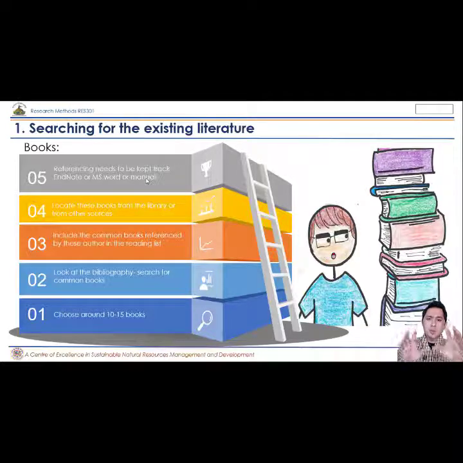So choose 10 to 15 books, go to the library, go to the bibliography, and compare the references of the bibliographies of these common books. Then again try to find more common books in the library itself or from other sources, and try to note down their references which may be useful in future.